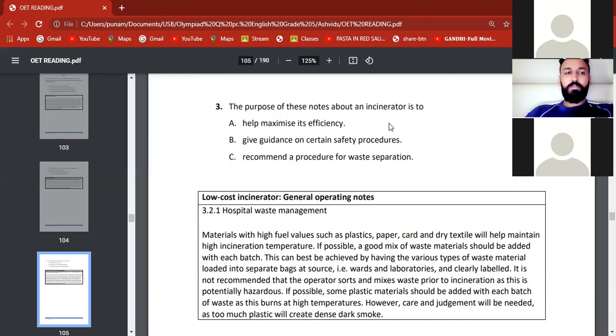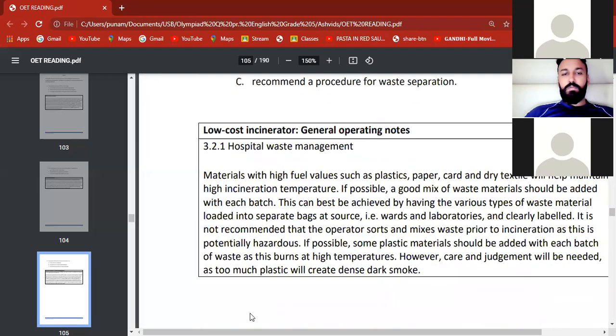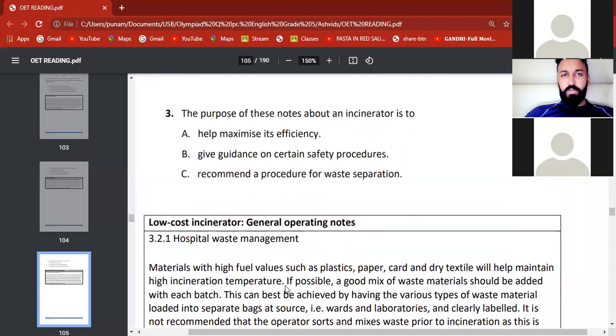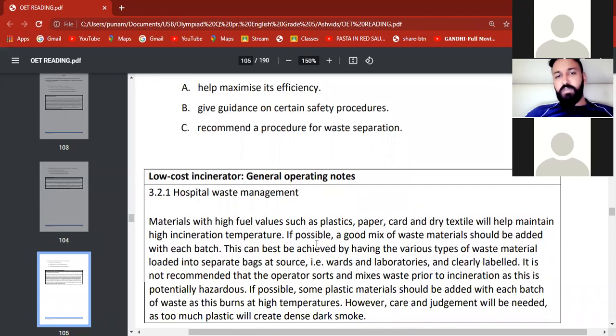Okay, let's start. Low cost incinerator, general operating notes. Hospital waste management. Materials with high fuel values such as plastic, paper, card, and dry textile will help maintain high incineration temperature. But maintaining high temperature and maximizing efficiency is not the same, is it? Yeah, it is similar, but let's read further.